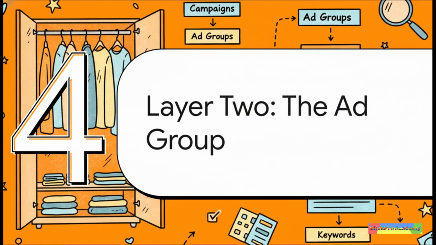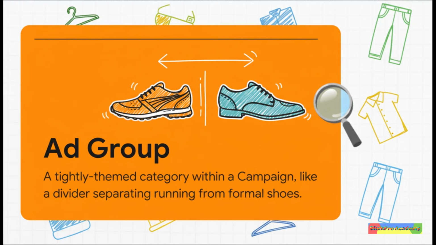Okay, so we've got our drawer. Now let's move down to the next layer, the ad group. This is where we start getting more specific, and honestly, this is where almost every beginner makes their biggest and most expensive mistake. Okay, so if the campaign is our pants drawer, what's an ad group? Well, it's like a divider inside that drawer.